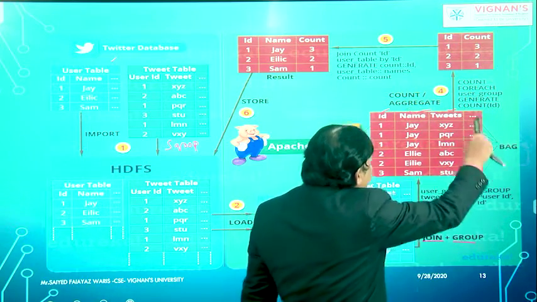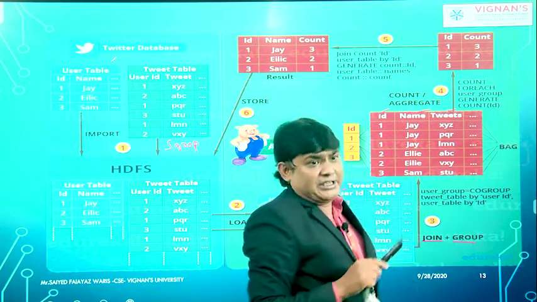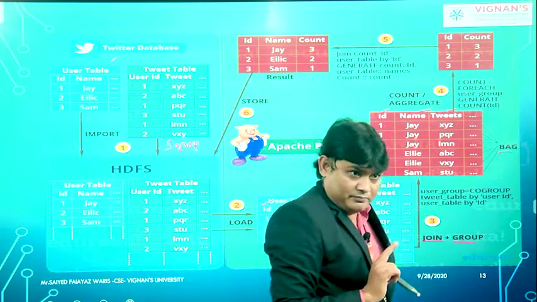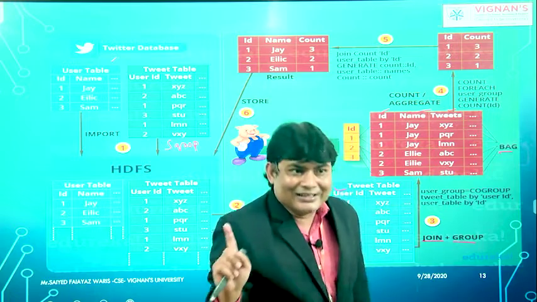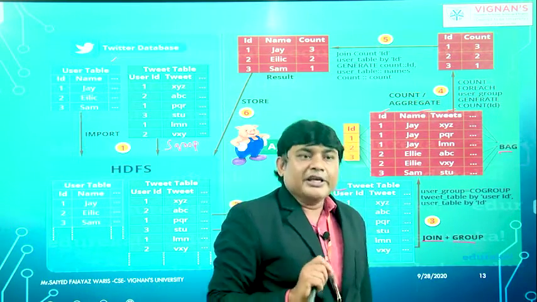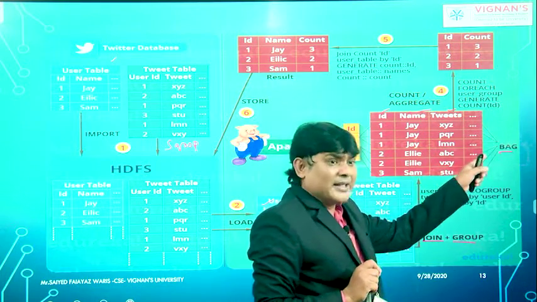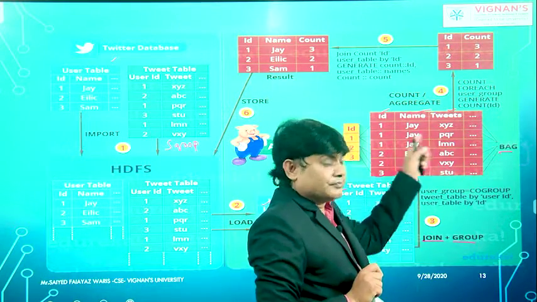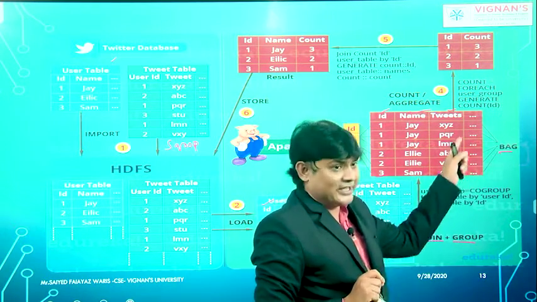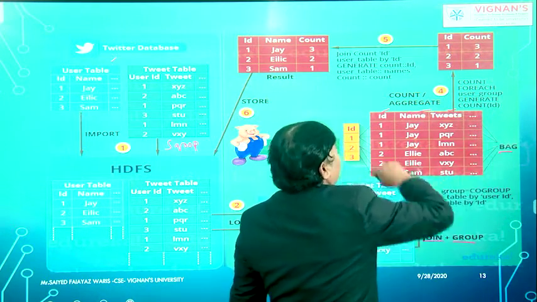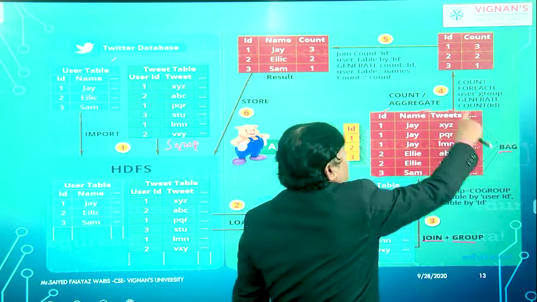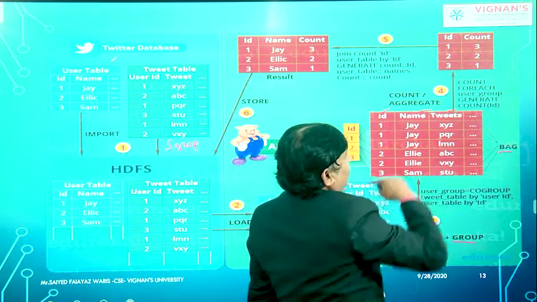Now this relation, the table, in the Pig Latin language is called a bag. Keep it in mind. You are not going to call it a relation or a table, but in the case of the Pig Latin language, it is going to be called the bag. What is a bag? The bag is a collection of rows. This is complete bag we have. In the bag we have ID, name, and tweets.